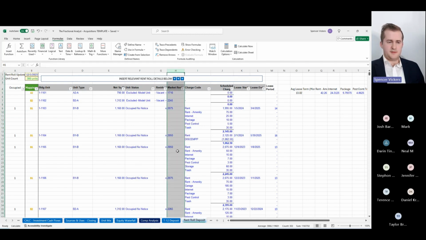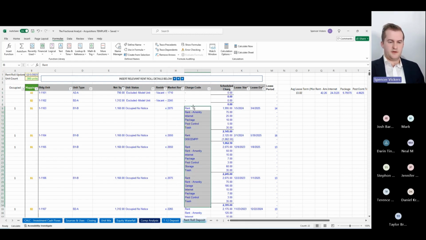Market rent is really just a subjective metric. That's what the current owner is asking for rents. So sometimes owners' rent rolls will have a market rent on there. Oftentimes they don't. If they don't, you can just leave this blank. It's no problem. You're going to decide what you think the market rents are anyway.